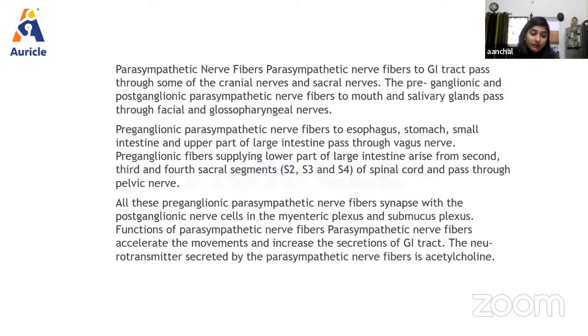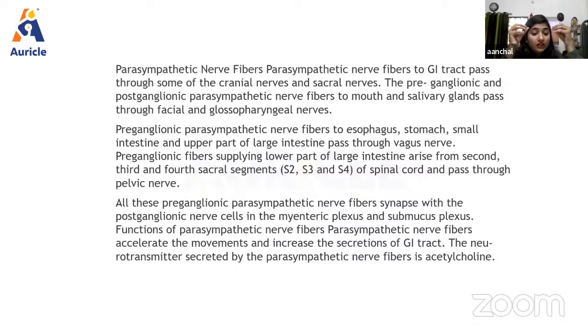So basically, if we talk about the function of parasympathetic stimulation, it is responsible for, first, increasing motility and tone, second, increasing secretions, and third, relaxation of sphincters. So if the sphincters are relaxed, it means that in the relaxed stage they will be open, and in the constricted stage they will be closed.